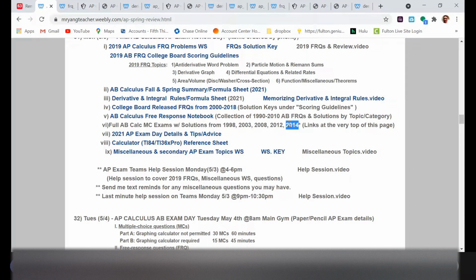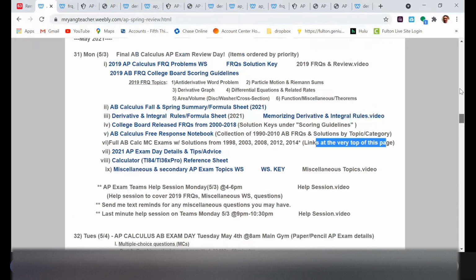A teacher must have included it on their page. I found it and referenced that link so you can have access to it. That'll be good if you want to look through or work through the more recent multiple choice tests. I have the links at the very top of the page.